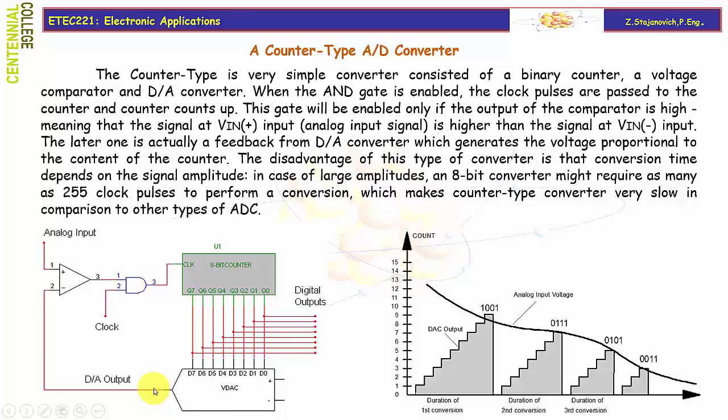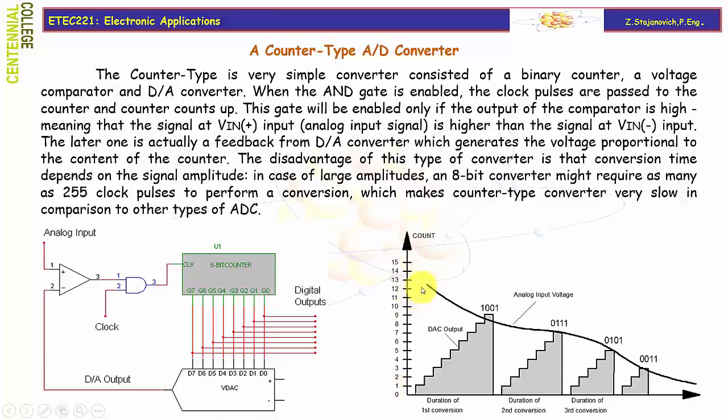The disadvantage of this type of converter is that the conversion time depends on the signal amplitude. In case of a large amplitudes, an 8-bit converter might require as many as 255 clock pulses to perform a conversion, which makes counter-type converter very slow in comparison to other type of analog-digital converter.